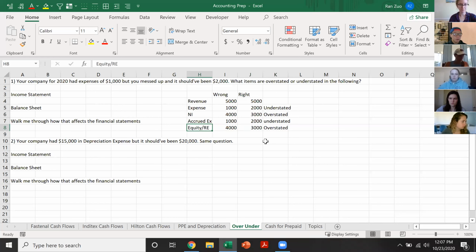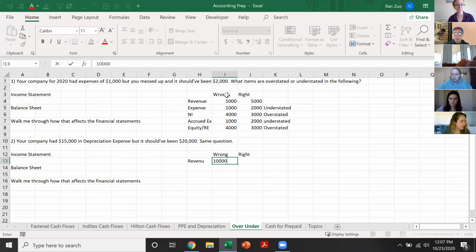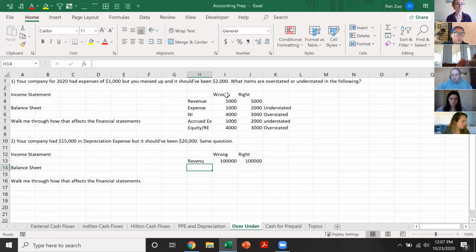So we ignore taxes in here, and presumably he will as well in the exam. Okay, move on to this next one. Same thing. We'll just do wrong and right. We'll assume revenue of 100,000. All right. So your company had 15,000 in depreciation expense, but you were wrong. It should have been 20,000. Same question. What's overstated, understated? What accounts are affected? Let's go with the income statement first. So expenses understated. Very good.